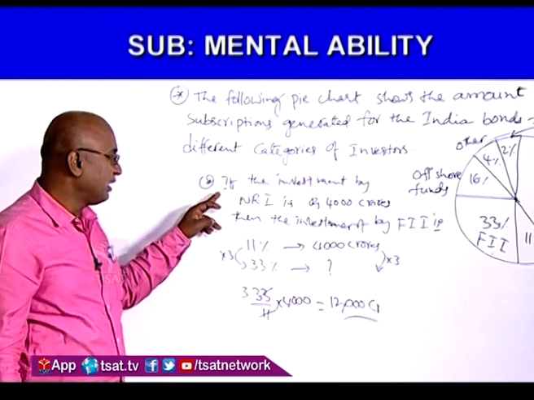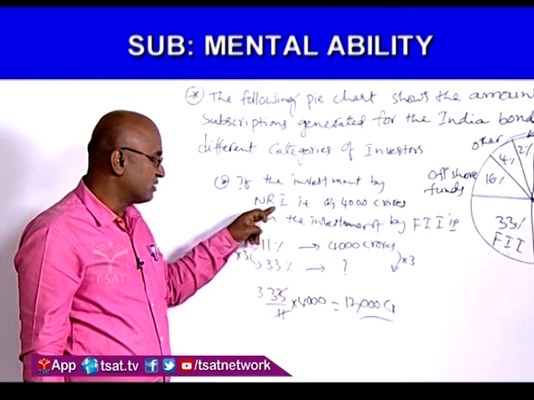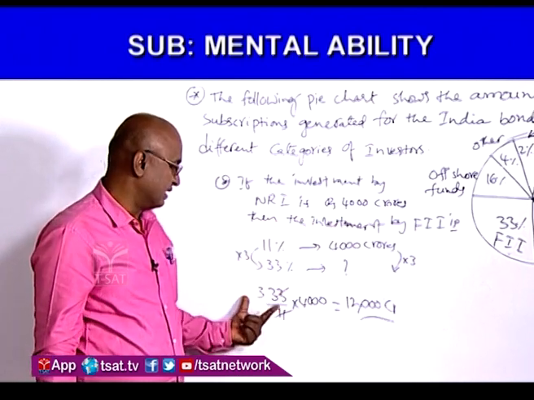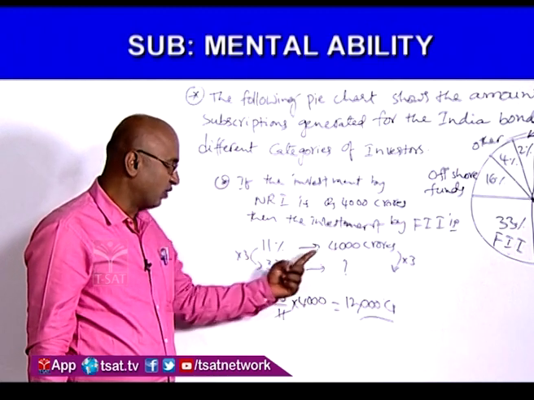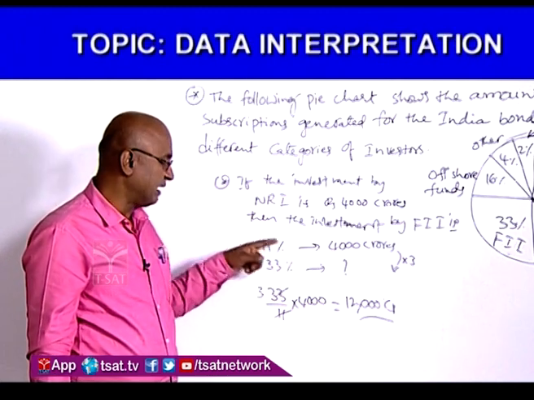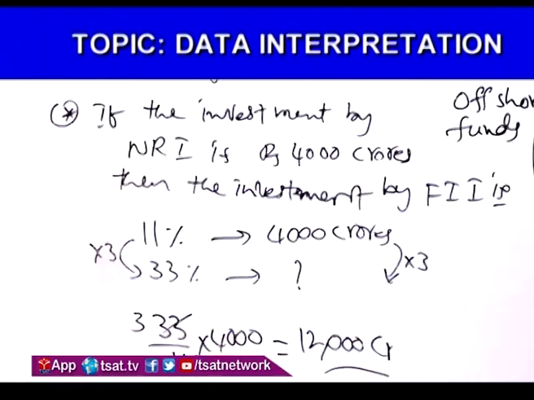So what is the problem here? If the investment by NRI is rupees 4,000 crores, then the investment by FIIs is, if 11% is 4,000 crores, then 33% is how much? That is 33 by 11 into 4,000, that will give you 12,000 crores rupees.